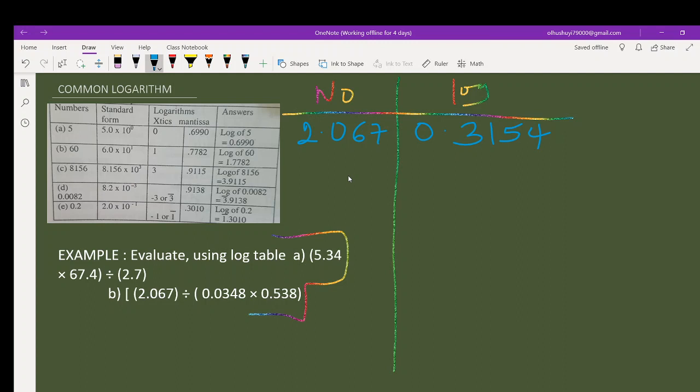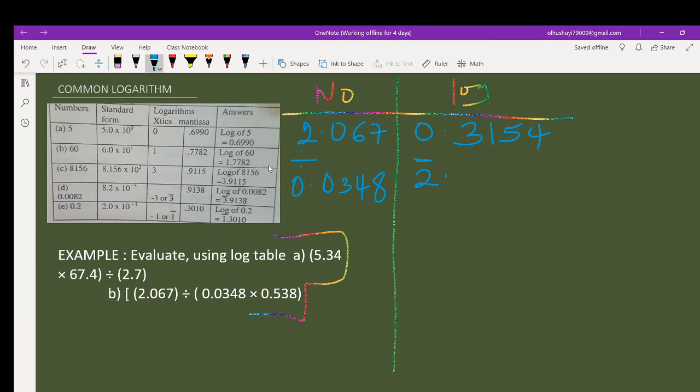What do you have in the next one? You have division, right? You have division 0.0348. This one will come bar. Something will be called bar. Okay, let me show you. This tells you how many zeros you have here. Determine how many bar you deal with. So this is bar 2.